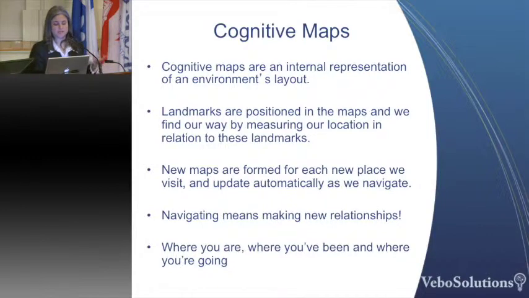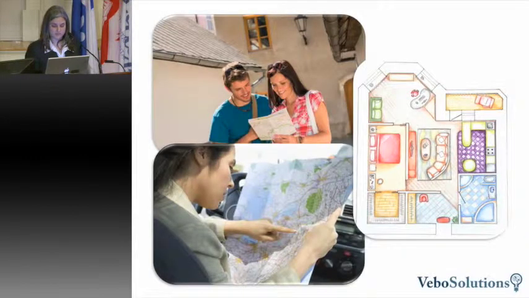So we form new maps every time we visit a new place, and we automatically update these maps when we navigate. And so navigating means making new relationships. Where you are, where you've been, and where you're going is also updated as you're going around space, because that's part of the construction process of making a cognitive map.